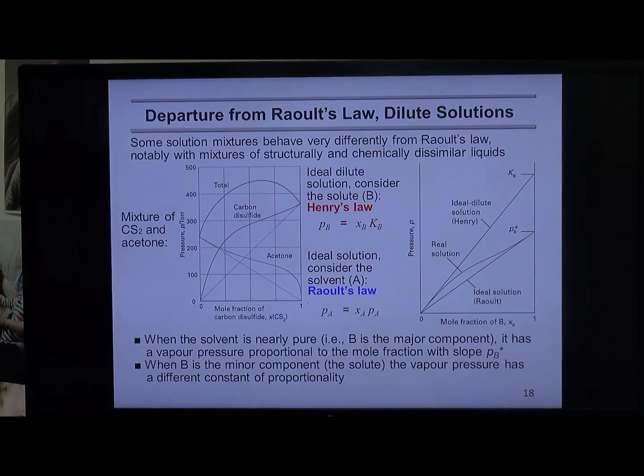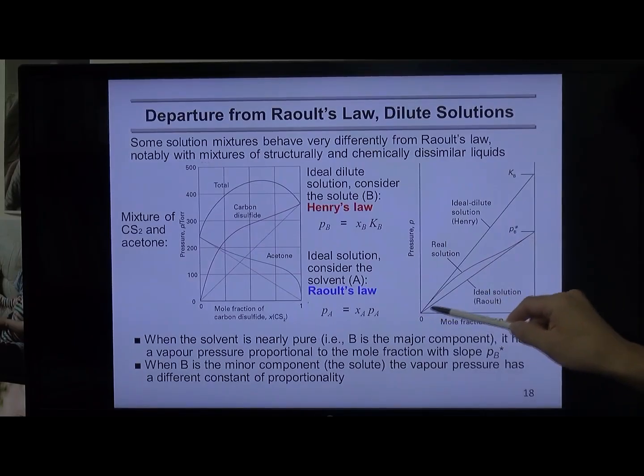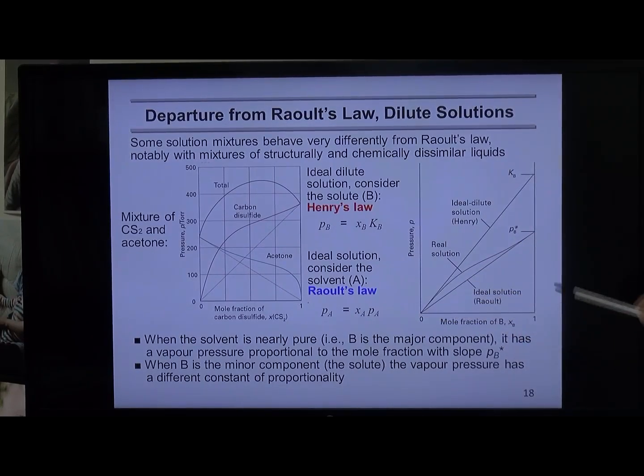How about when the concentration is high, when xb is near 1? In that case, B is not the solute. B is the solvent, because B is much more than A. When xb is near 1, they follow this line, and this line corresponds to Raoult's law.